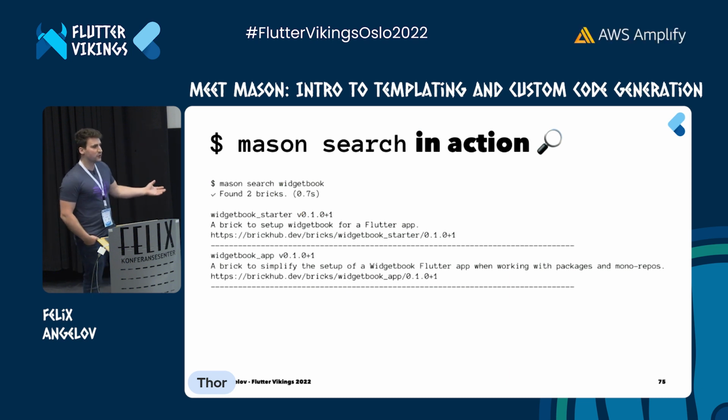So let's say I'm looking for widget book. I want to add widget book to my app. I can just do mason search widget book, and I'll see two results right now, a starter template as well as a widget book app. And then I can pick which one I want.